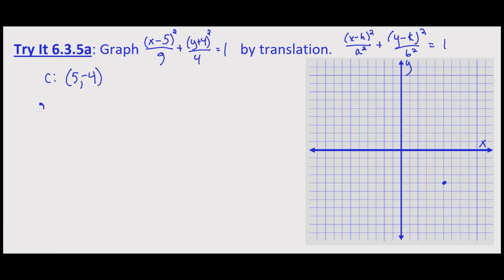So let's just look at what this would be if we were centered at the origin. a squared equals 9, so a equals 3. So we're centered at (0, 0), and a is 3. Now we're going to go plus and minus 3 since that's under x, in the horizontal direction. So we'll go ahead and plot those points. And notice how this center has shifted from (0, 0) to (5, negative 4). So that's going to give us the points (negative 3, 0), again if it were centered at the origin, and (3, 0).